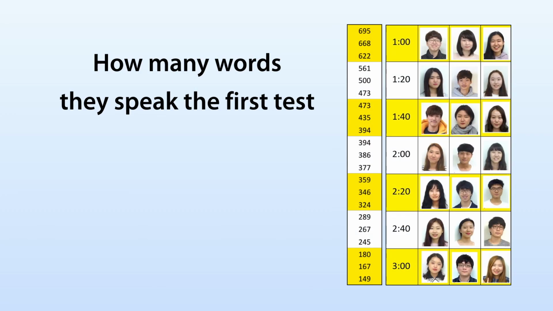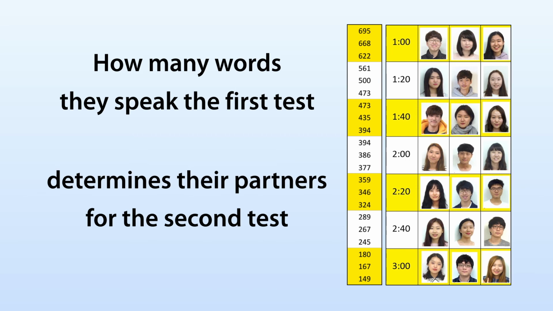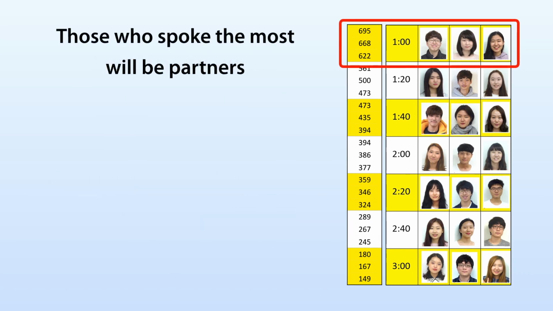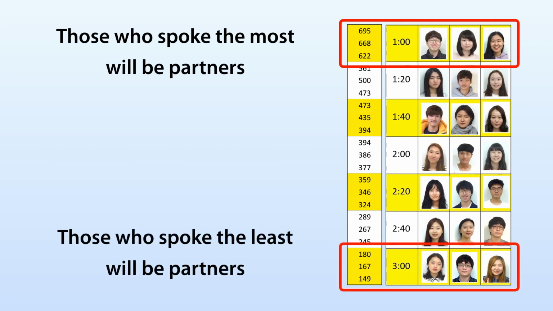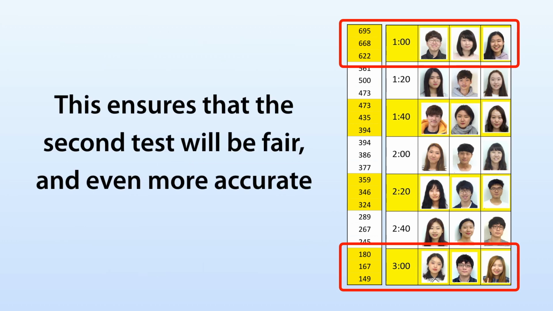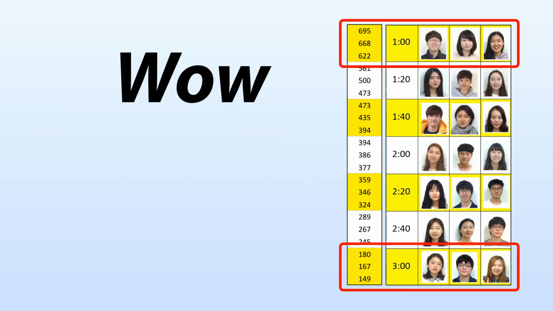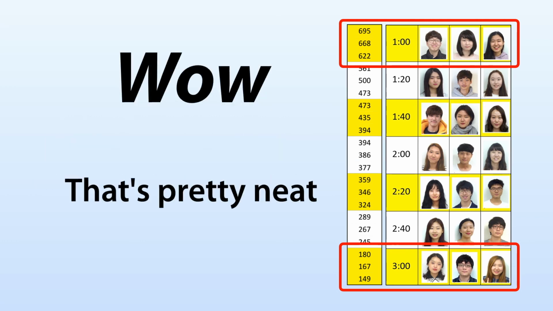And, I love this part, how many words they speak on the first test determines their partners for the second test. Those who spoke the most will be partners. Those who spoke the least will be partners. And every group in between. This ensures that the second test will be fair and even more accurate. Wow, that's pretty neat.